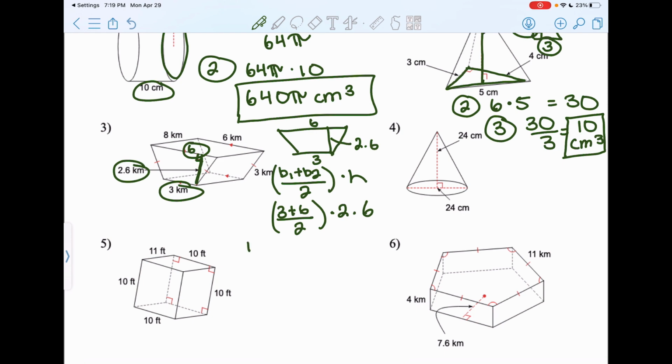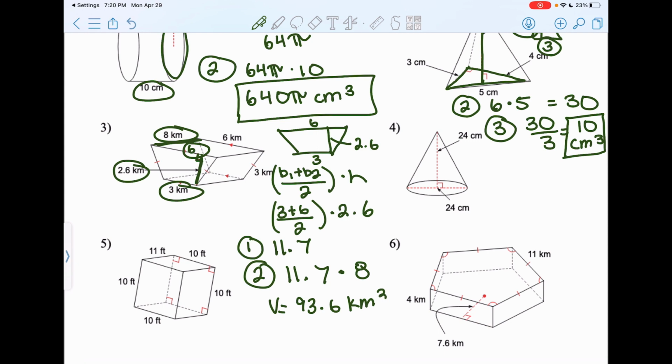And I will get an area of my base of 11.7. And then step 2 is I have to multiply this by the height. So imagine we were to put the trapezoid on the ground, it would stand up to be 8 kilometers tall. So 11.7 times 8 gives me a volume of 93.6 kilometers cubed. I do not have to divide by 3 because this is a prism. And let's try one more.